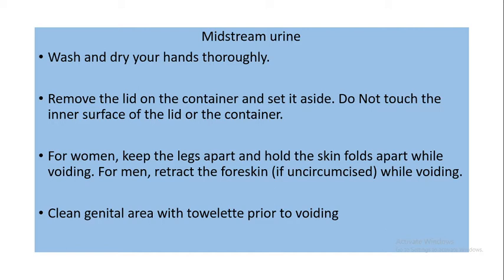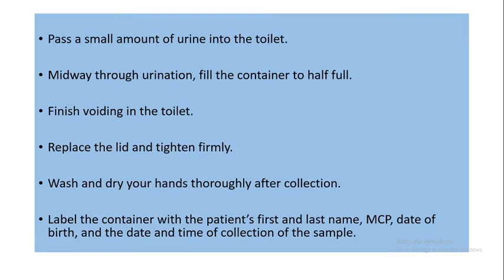Now, when you collect the midstream urine, the reason why we don't take the first part of the urine is because it is contaminated. You know that the genital area, especially the urethra, has many normal bacteria. So if those bacteria are collected along with the sample, they may give you a false result. It is always advised to flush out those bacteria by the first part of the urine, and then the middle stream of the urine is collected.